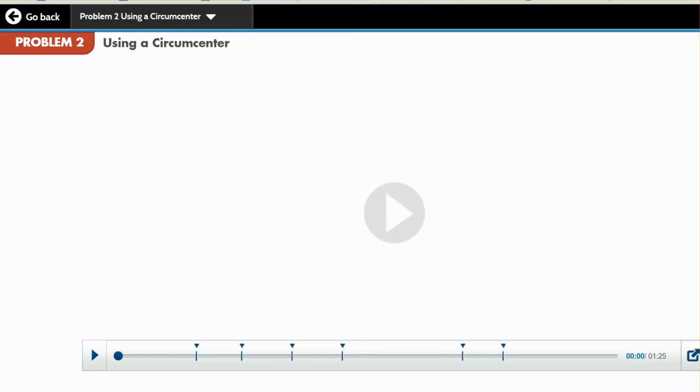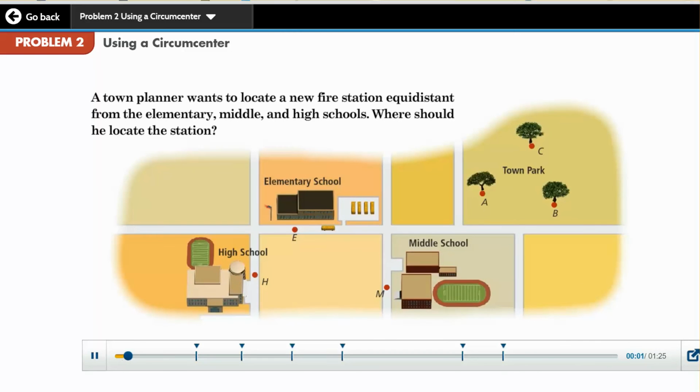The second problem we're going to look at is an application of using the circumcenter, and that is trying to find where, in this example, to build a fire station, and we want it to be equidistant from 3 different locations. In this problem, you will use a circumcenter. A town planner wants to locate a new fire station equidistant from the elementary, middle, and high schools. Where should he locate the station?